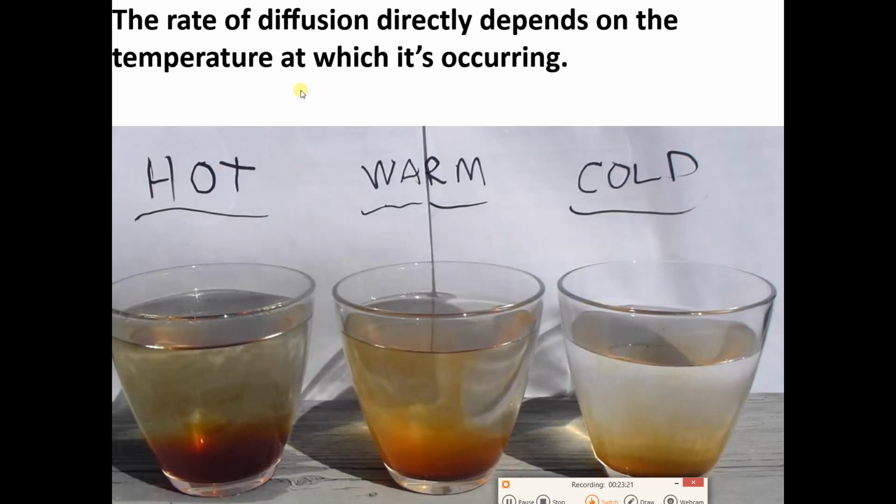Diffusion also depends on the temperature at which it's occurring. If we try to get something to dissolve and diffuse in water, if the water is hot, the spreading out will go a lot faster than if the water is cold. So diffusion depends on molecular movement. Molecular movement is going to depend on kinetic energy, which is going to be influenced by temperature.